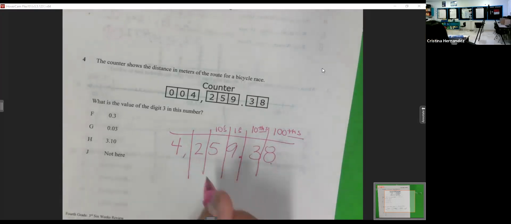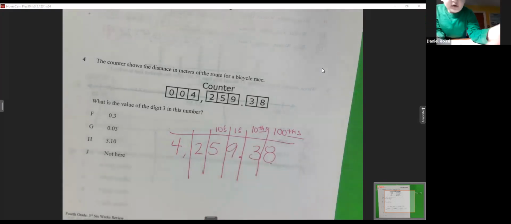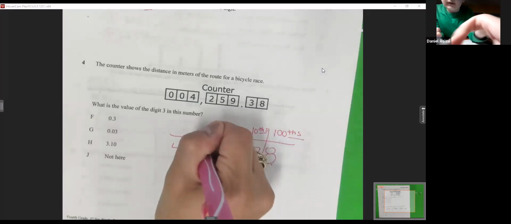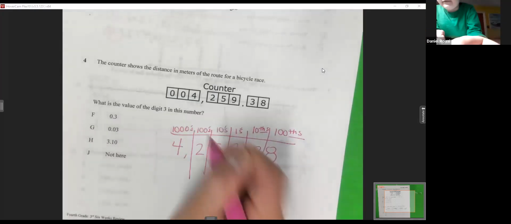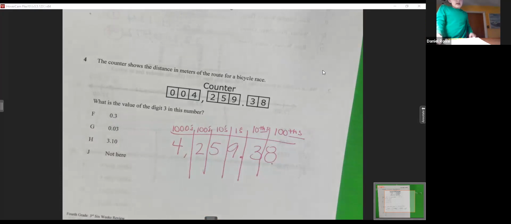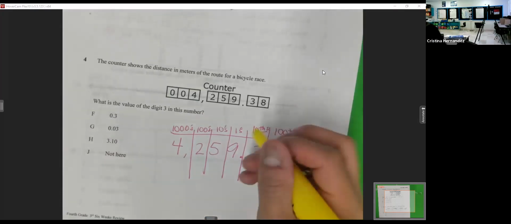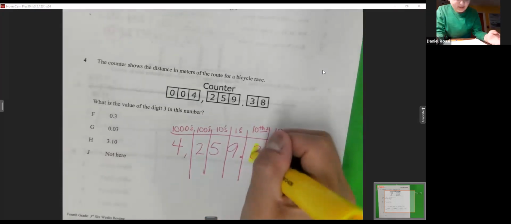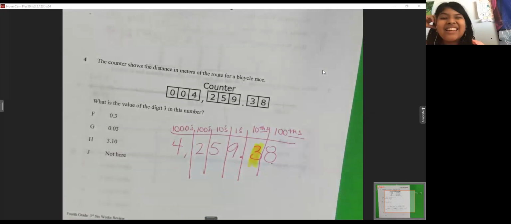What's the 2 in? What place? The 2 is in the hundreds place. And then the thousands. Yeah, thousands. What place is the 3 in? F might be it because, yeah, F is definitely it.